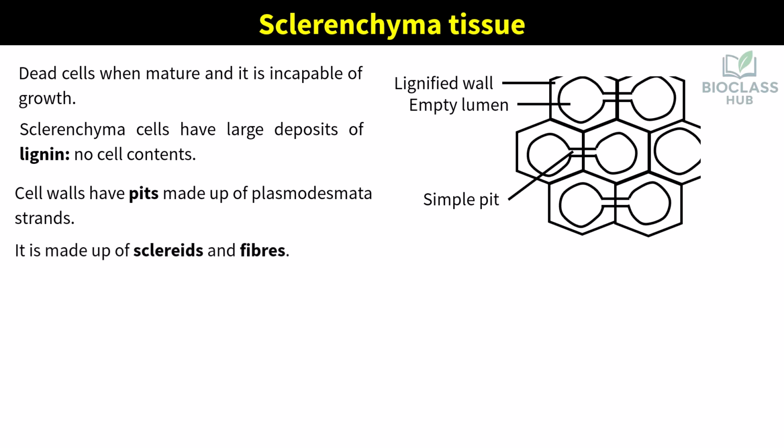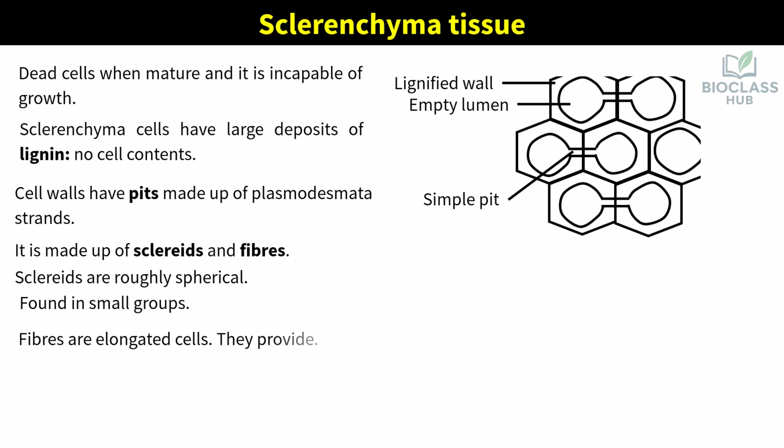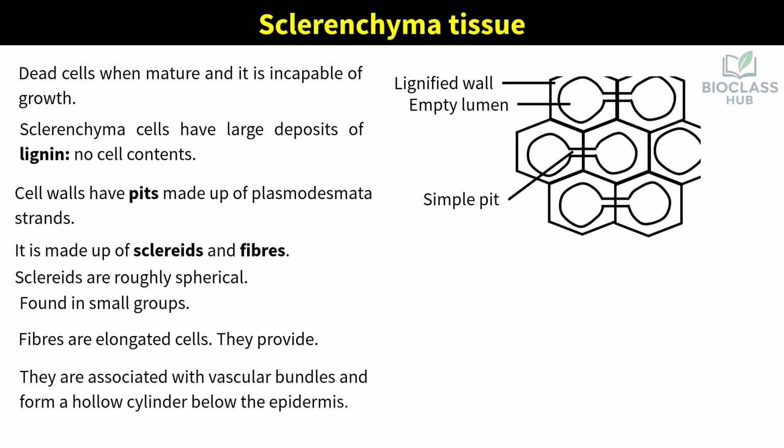Sclereids are roughly spherical. They are usually found in small groups in fruits and seeds, cortex, pith, and phloem. Their arrangement in groups results in combined support. Fibers are elongated cells. They provide the main supporting tissue of many mature stems. They are associated with vascular bundles and form a hollow cylinder below the epidermis. Before I continue, tell me, which plant organ do you think needs this tissue the most?